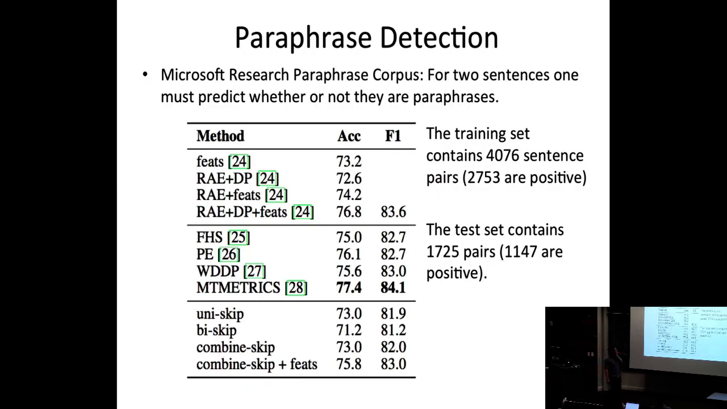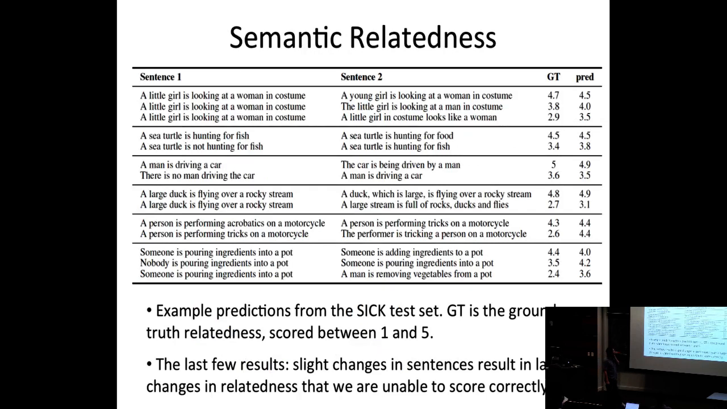Here's an example from the paper. Look at this example: a man is driving a car, the car is being driven by the man, right? If you look at the third one, the ground truth is 5, and the model predicts 4.9. So the model basically says these two sentences mean the same thing. Or, there is no man driving the car, a man is driving the car. Then the prediction is like 3.5, which means they're not the same, but there is some similarity. They're not completely random sentences. One would correspond to completely random sentences.